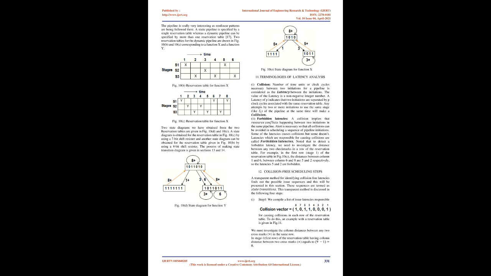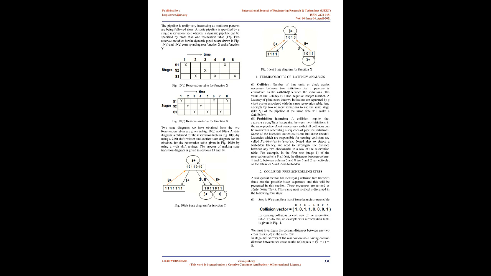Latencies which are responsible for causing collisions are called forbidden latencies. Note that to detect a forbidden latency, we need to investigate the distance between any two check marks in a row of the reservation table. For example, in the first row, stage 1, of the reservation table in Fig. 10, the distances between column 1 and 6, and between column 6 and 8 are 5 and 2 respectively, so the latencies 5 and 2 are forbidden.